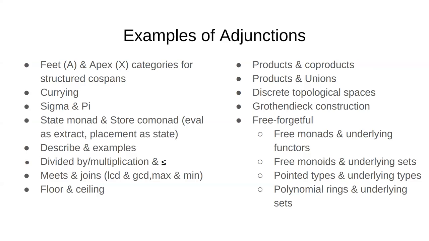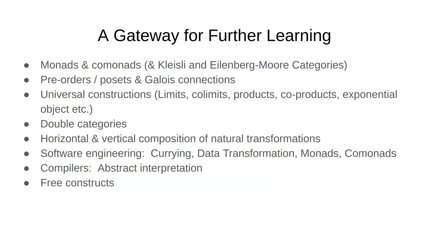It turns out that data migrations involve adjunctions. It turns out that all these monads are joined at the hip with adjunctions. Division and multiplication, less than or equal to, floor and ceiling, min and max, least common multiple and greatest common divisor, coproducts and products have a relation to this, products and unions, free and forgetful functors are very common, and free monoids come out of an adjunction with Set.